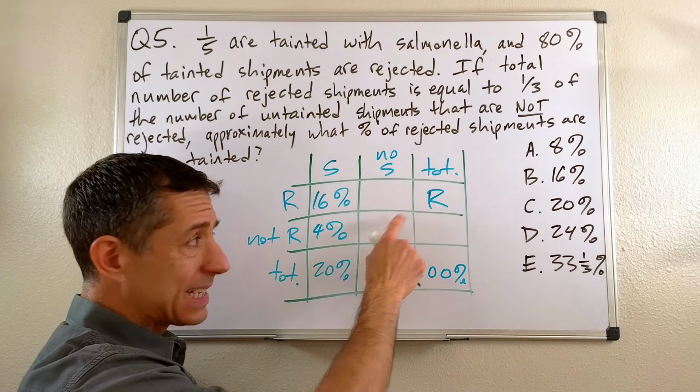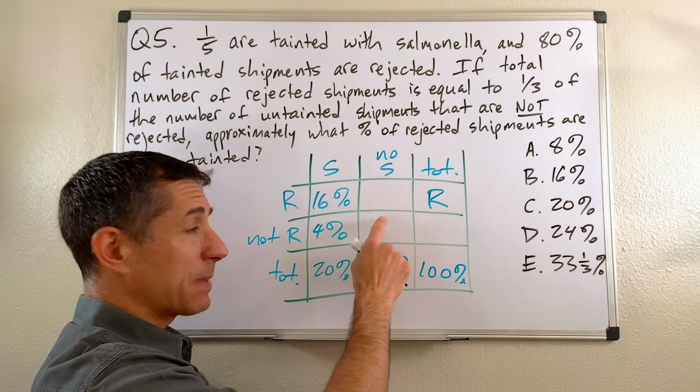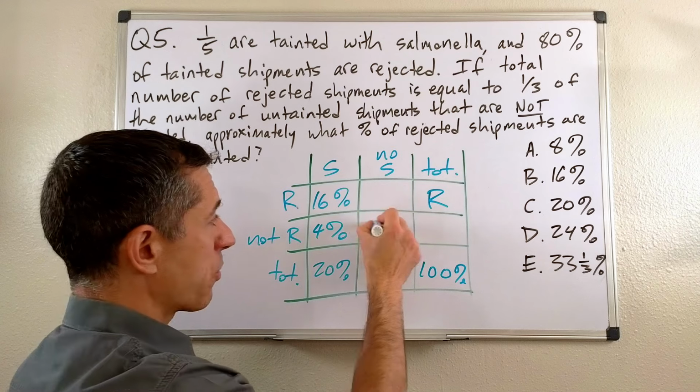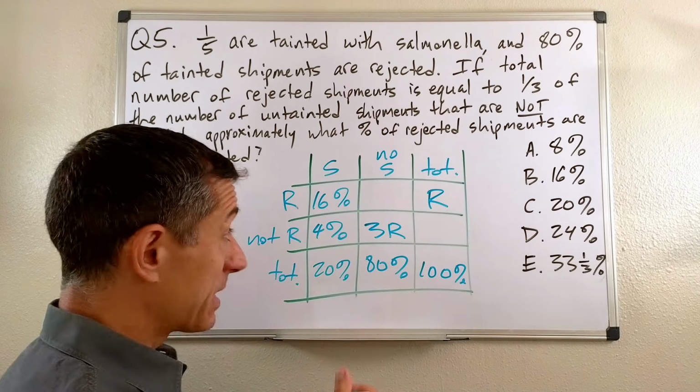What I think feels better is this: the number of untainted samples that are not rejected must be 3 times the number that are rejected. So if this is R, this is going to be 3R. And now guess what, guys? We're in business. This isn't going to be so bad.